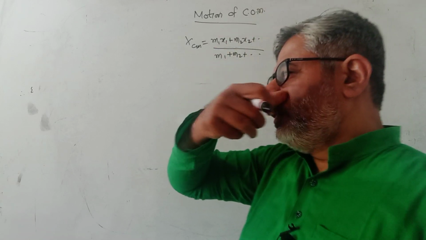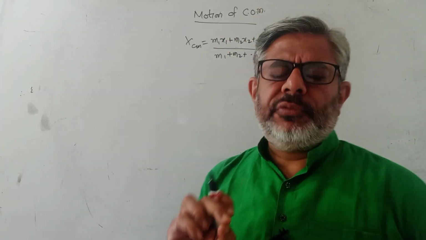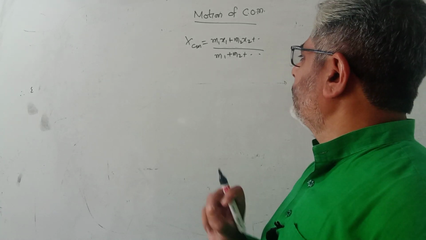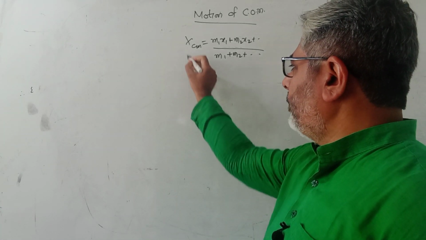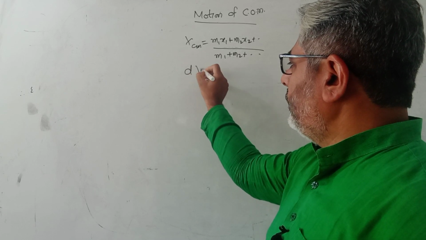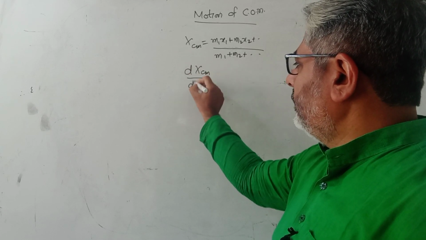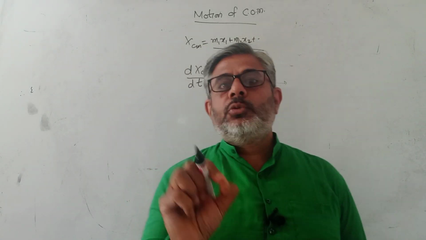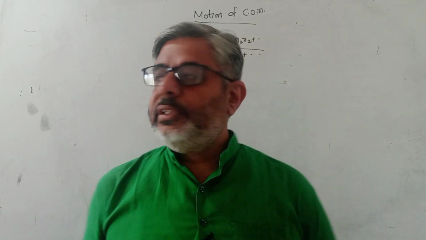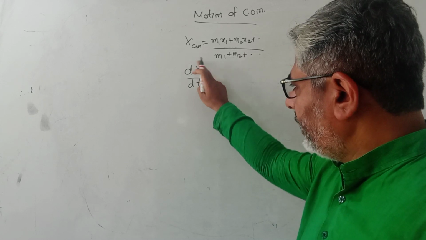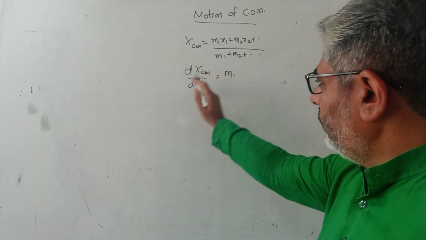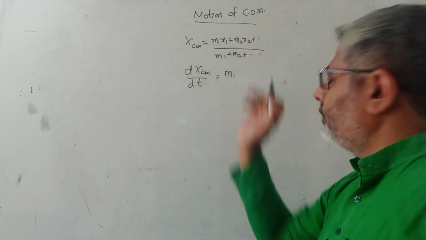Now I would request you to remember the process of differentiation a little bit. यहाँ पे आपने देखा होगा you wrote v is equal to dx by dt. तो यहाँ पे अभी हम क्या करेंगे, I will differentiate it. So I will say dxcm by dt. So rate of change of x coordinate of center of mass with respect to time. Rate of change of x coordinate of the center of mass with respect to time.